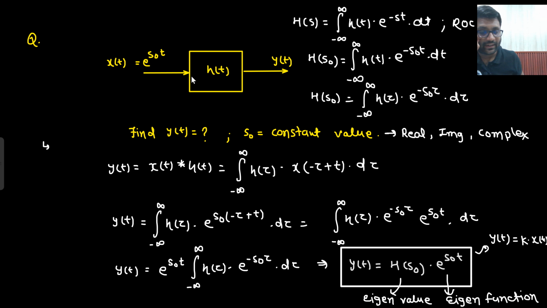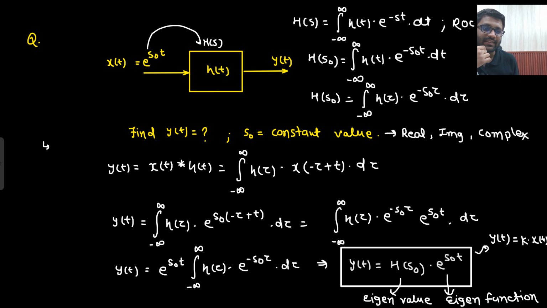an eigenfunction of an LTI system, because whenever I applied e to the power s naught t, I got to know that y(t) is coming out to be k into e to the power s naught t. This k is H(s naught). So that means e to the power s naught t will be an eigenfunction of an LTI system. But it is not always true. When it will not be true, either you can think about it or you can wait. What is the catch? You are putting this s naught value in H(s).